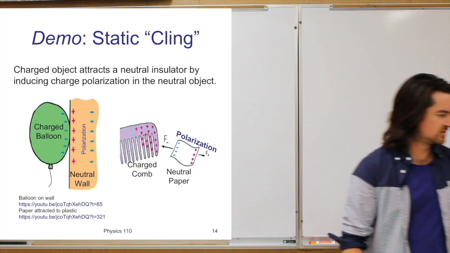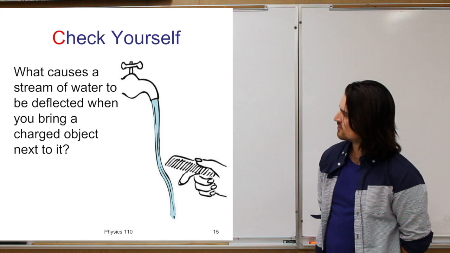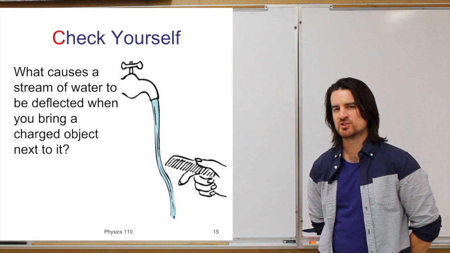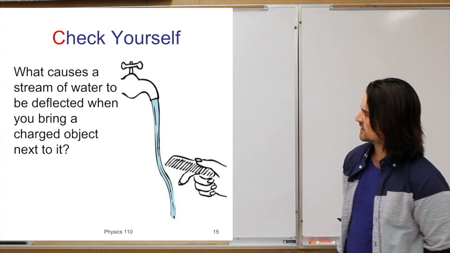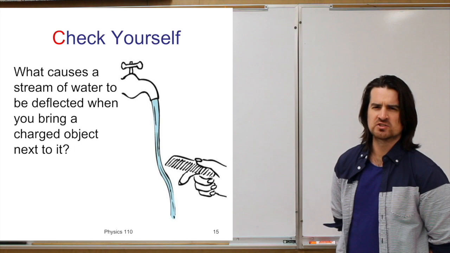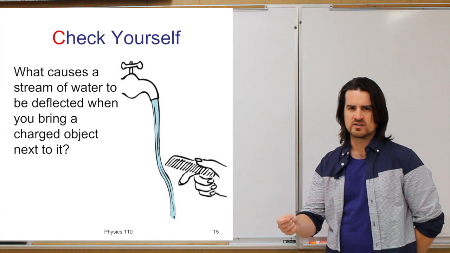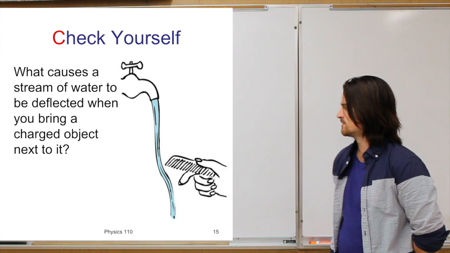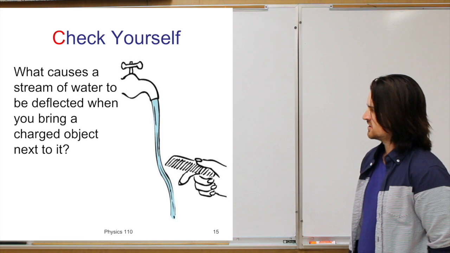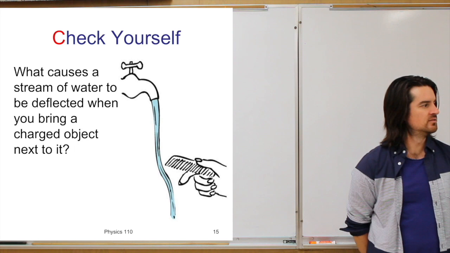Okay, so maybe a question for you. It might be tricky, because I haven't quite given you enough information yet. Ask yourself, what causes a stream of water to deflect when you bring a charged object next to it? Generally, the water is going to start to bend towards that object. It's going to be attracted. So take a second, hit pause, and take a stab at it. Don't worry if you're wrong. You kind of have to make a bit of a jump as to why this might happen.